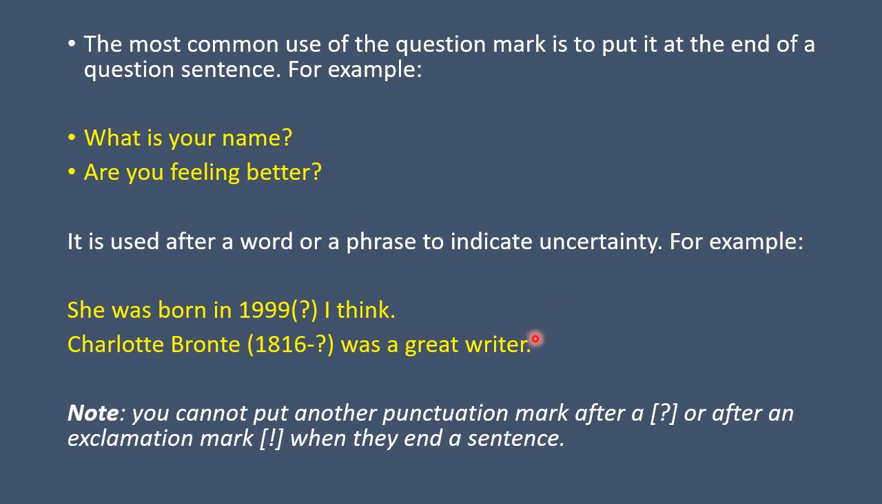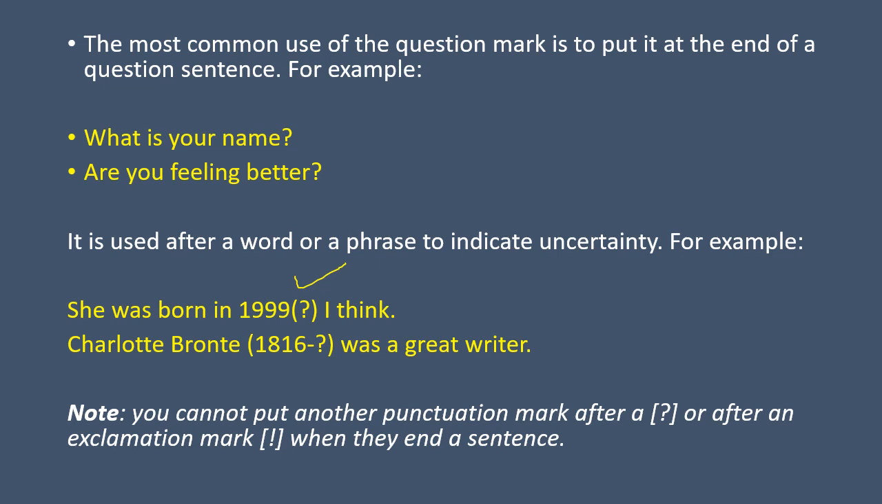Okay, it is also used after a word or a phrase to indicate uncertainty. For example, she was born in 1999, and then you put a question mark in the bracket, I think. So that means, let me choose this pencil. So this question mark here means that you have an idea that she was born in 1999, but you are not very sure about that. You have doubts about that. You are uncertain about that. So this represents uncertainty or lack of knowledge, as we see in the next sentence.